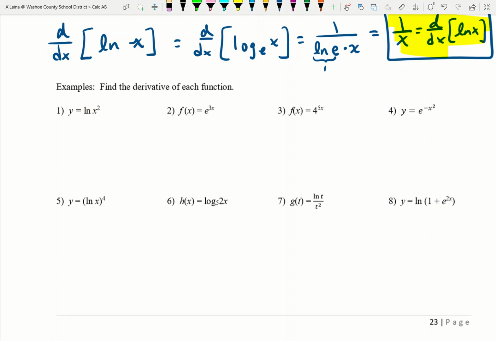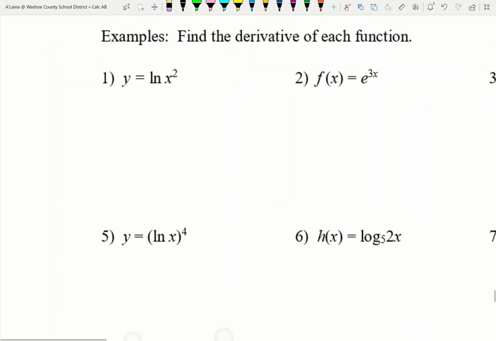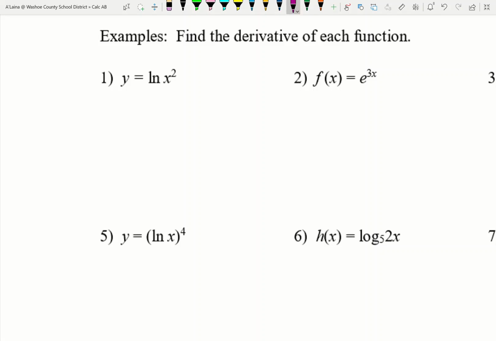So, for example, number 1, we're going to do number 1 twice. For number 1, by the way, this squared is for the argument. If we were squaring the entire natural log function, we would have parentheses here like this. Without the parentheses, you should assume that it is the argument here being squared. So I'm going to do this problem twice.